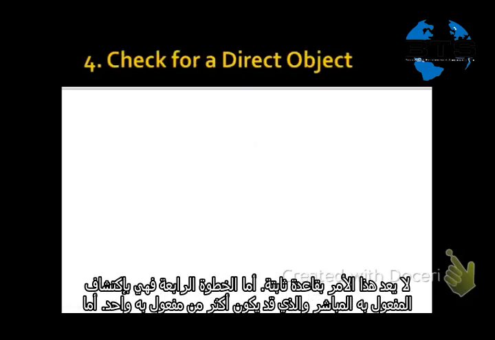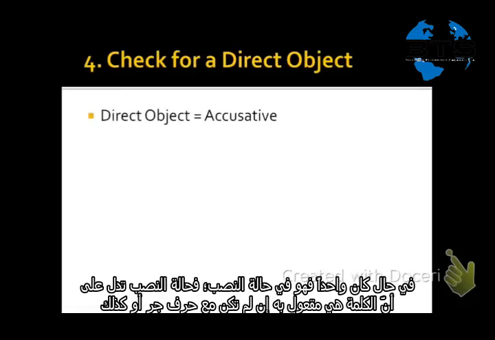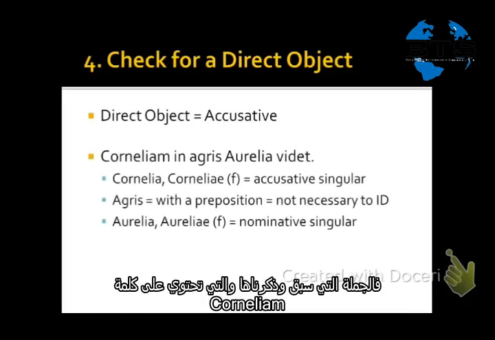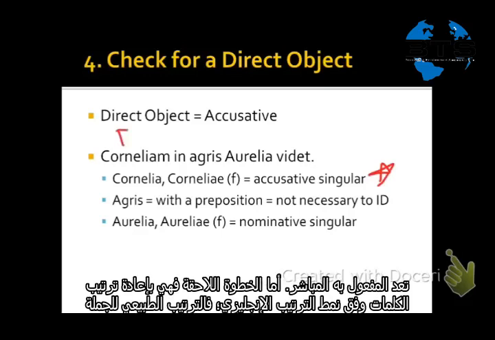So our fourth step, check for a direct object. Remember, there's not always going to be one. But if there is one, it will be in the accusative case. The accusative case signifies that that word is a direct object, unless it's with a preposition or something. So in our sentence, we already identified Corneliam as being in the accusative, so we have our direct object with Corneliam.